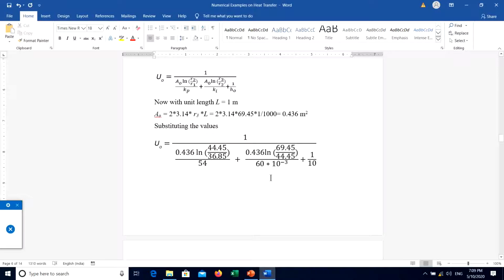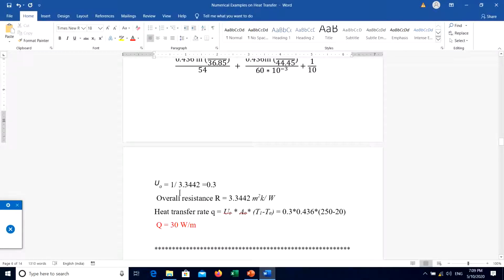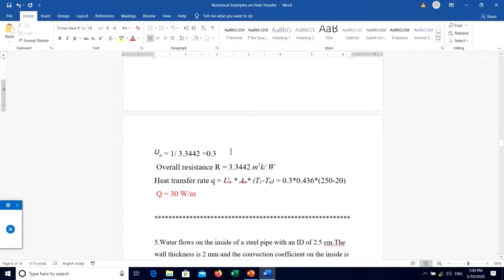So if you calculate UO, you will get 1 divided by 3.342, so the value of U is 0.3. The overall resistance is the reciprocal of that, so that is 3.34. The unit of resistance is the reciprocal of the unit of overall heat transfer coefficient. The unit of overall heat transfer coefficient is watt per meter square Kelvin, so the overall thermal resistance is expressed in meter square Kelvin per watt. Now from this you can calculate the heat transfer: UA delta T.